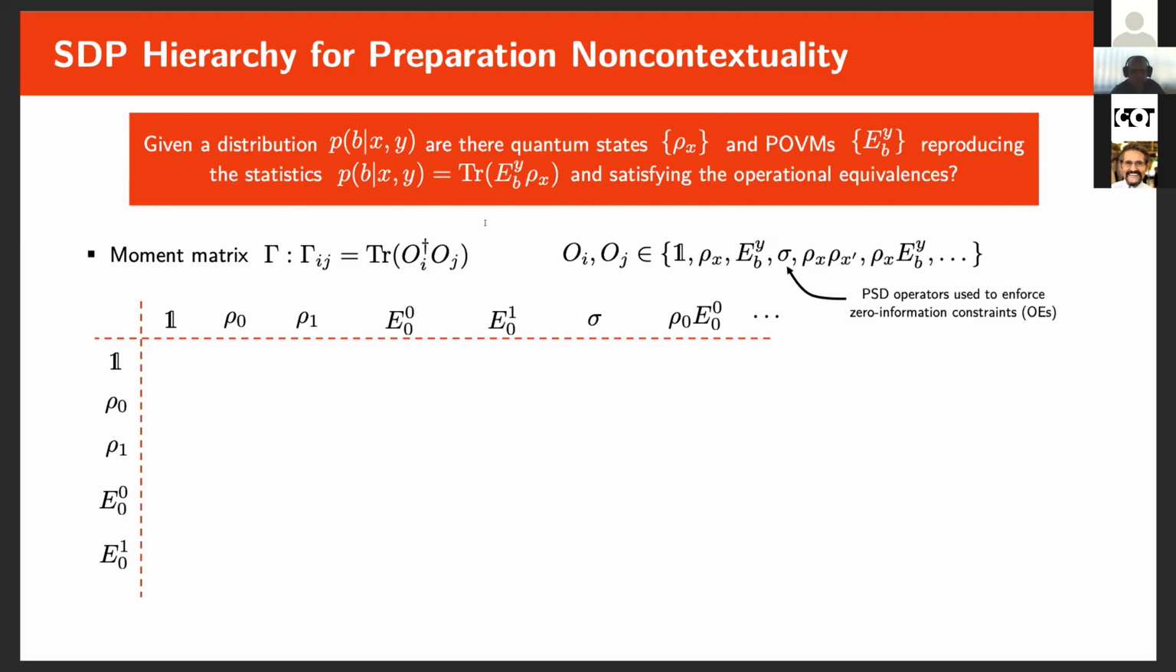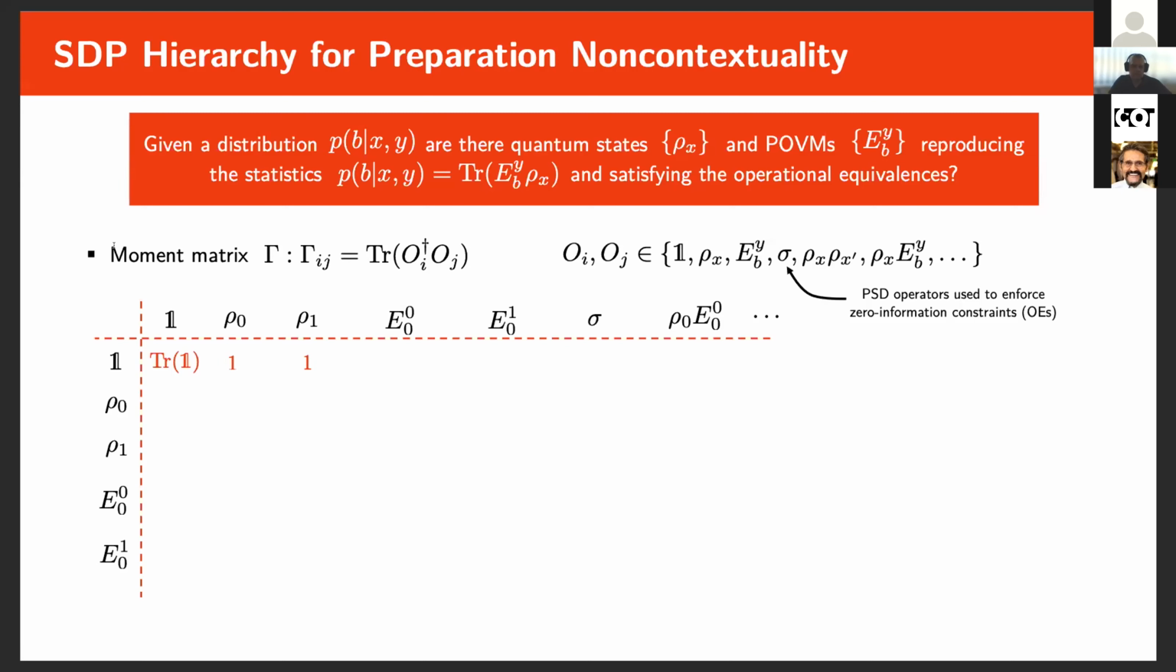So the elements of the moment matrix are given by this. We just take the trace of the product of, say, the operator on the row and the column. And then we can start to fill in this or look at what the elements of this matrix look like. So already we can see, for example, we have some places where we have the trace of a state. And we know, because these have to be valid quantum states, that this will have the value 1, right?